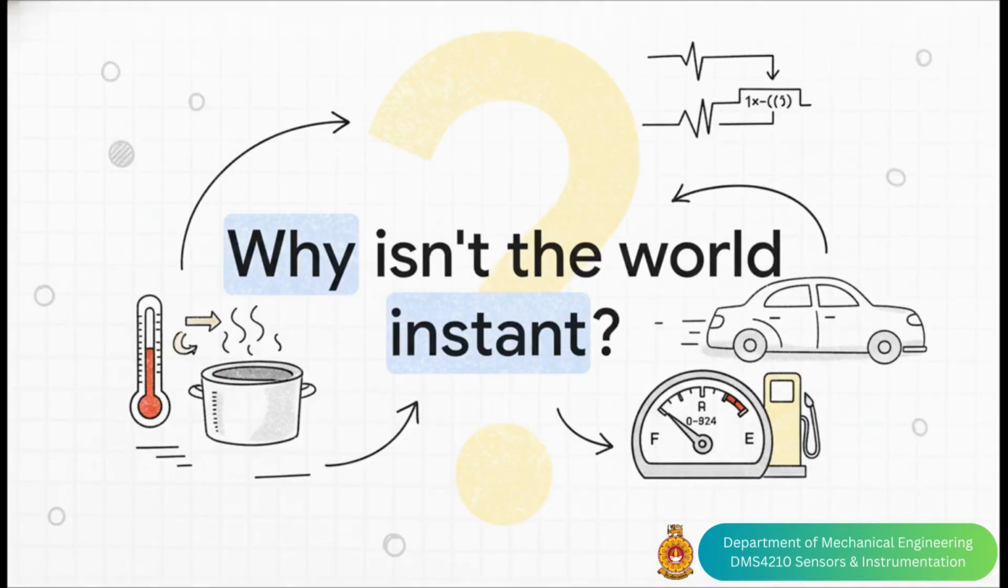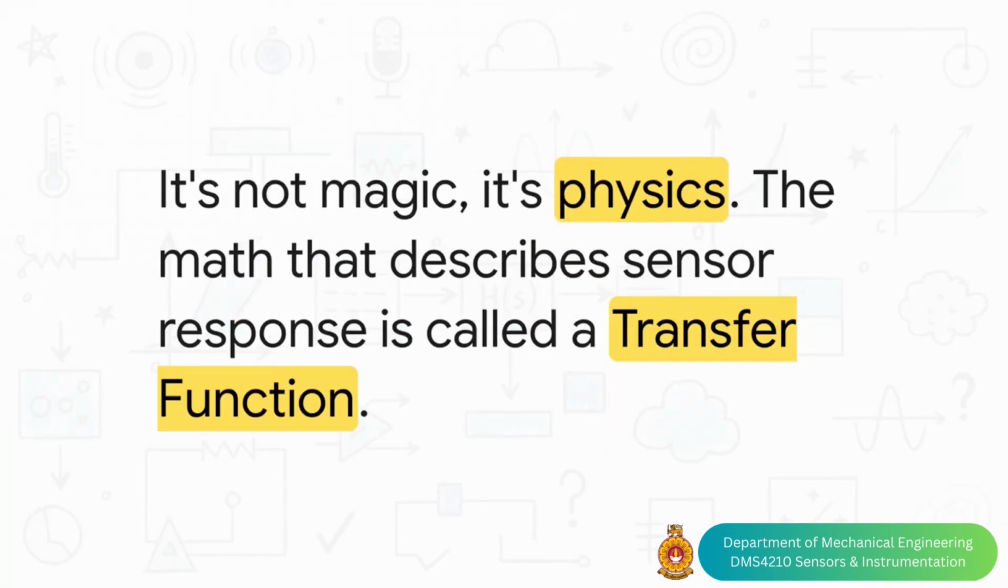Seriously, think about it for a second. Why does a kitchen thermometer take a few moments to give you the final temperature? Or why doesn't your car's fuel gauge just smack down to empty the exact microsecond you run out of gas? Why isn't everything just instant? Well, you guessed it. It's not magic, it's all about physics.